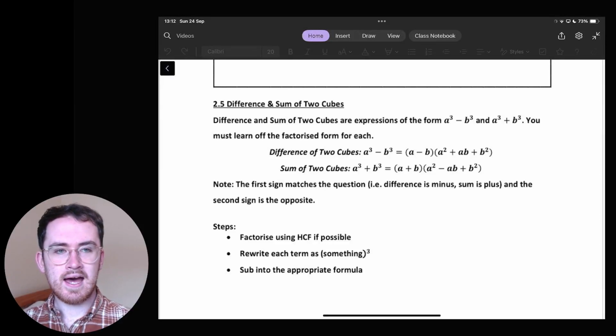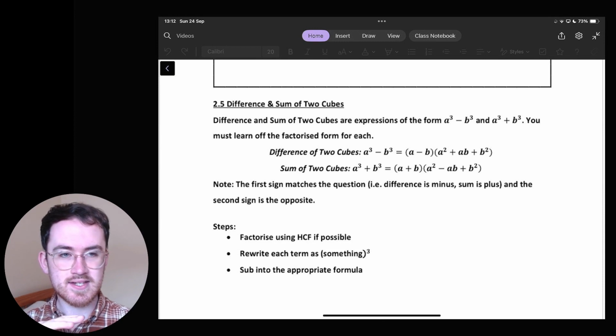Okay, so we're going to look at one of the new types of factorizing that we have with Leaving Cert, which is the difference and sum of two cubes. So we're used to difference of two squares, which is where we have one squared term subtracted from another squared term, so with a minus in between them, which gives it that name of the difference.